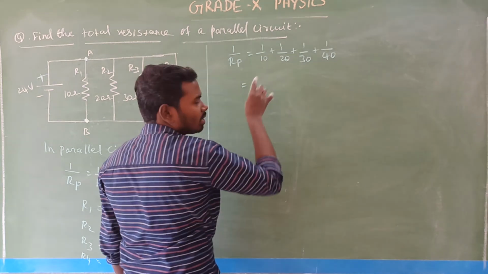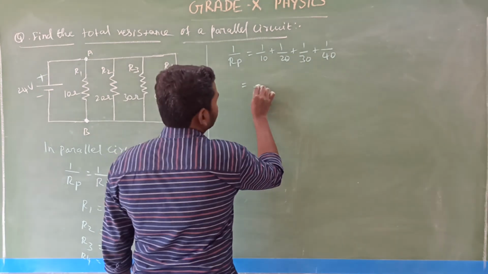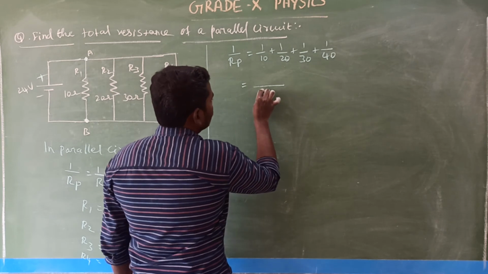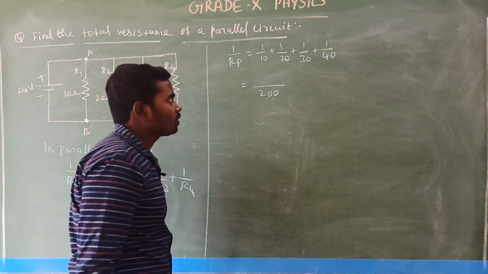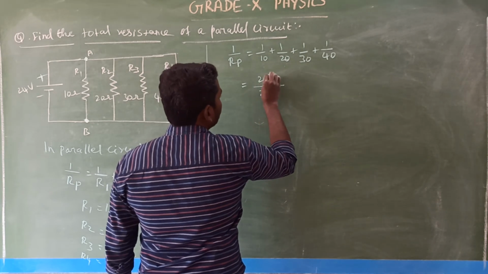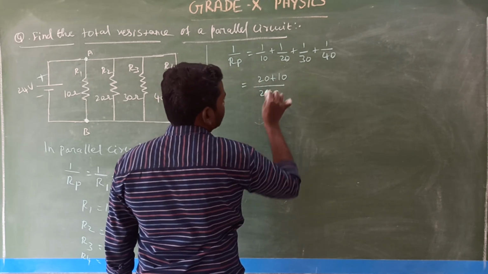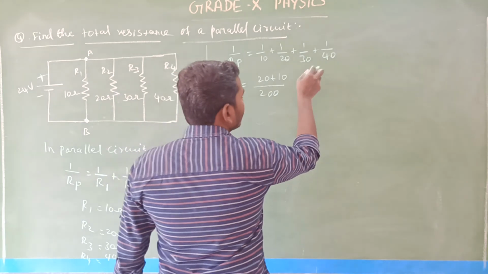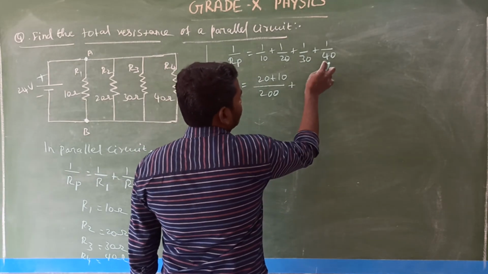First you multiply the two denominators. What will be there? 10 into 20 is equal to 200. Am I right? And make a cross multiplication: 1 into 20, that is 20, plus 1 into 10, that is 10. That's very easy. And come to the second two fractions.